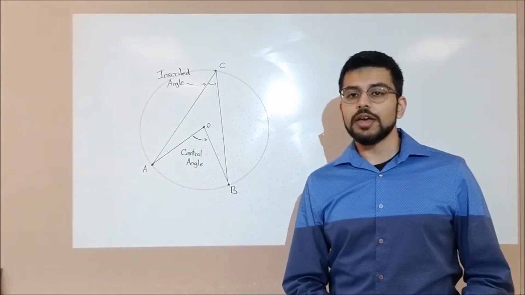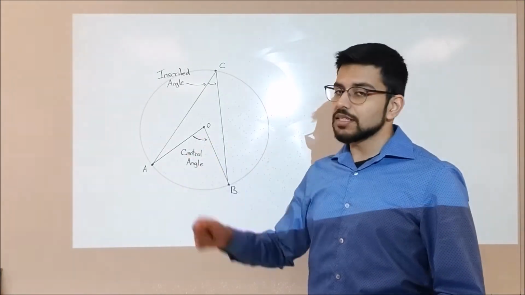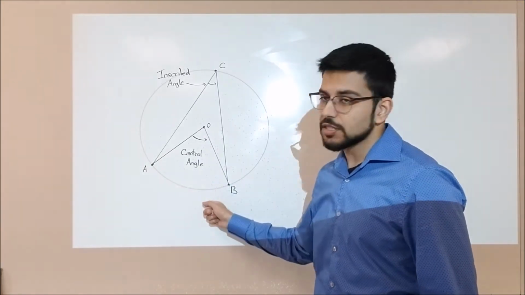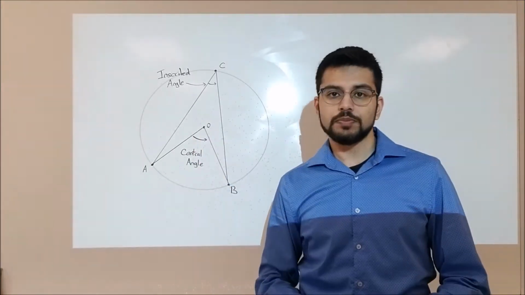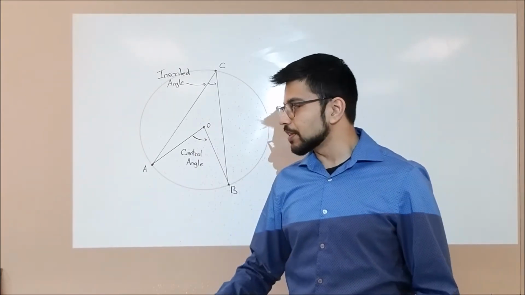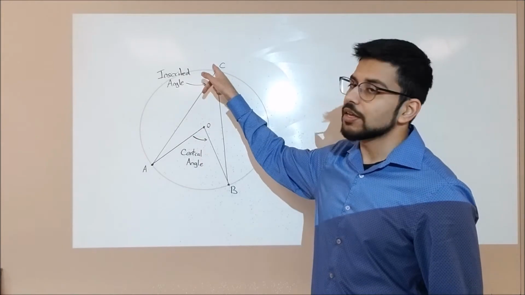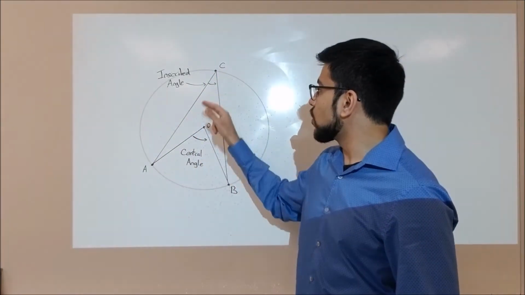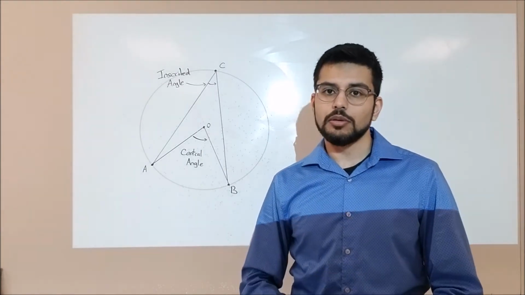Alright, so I've labeled my angles with the central angle. That's the angle that is formed between 2 points and my origin. So I've chosen A and B as my 2 points and my origin. And provided I use A and B as my 2 points again, but this time instead of using the origin, I use a third point, I'll create a new angle, and this one is called my inscribed angle.